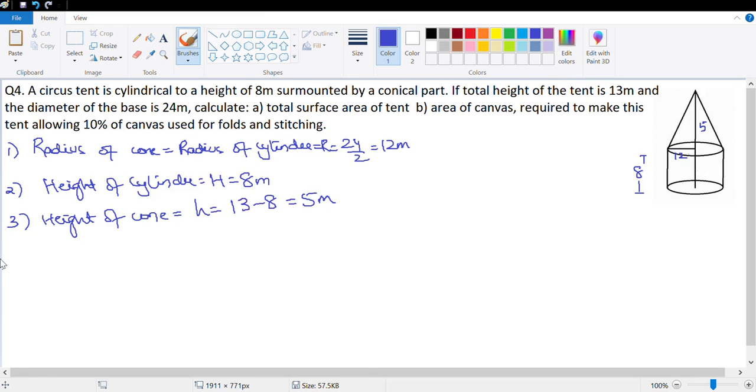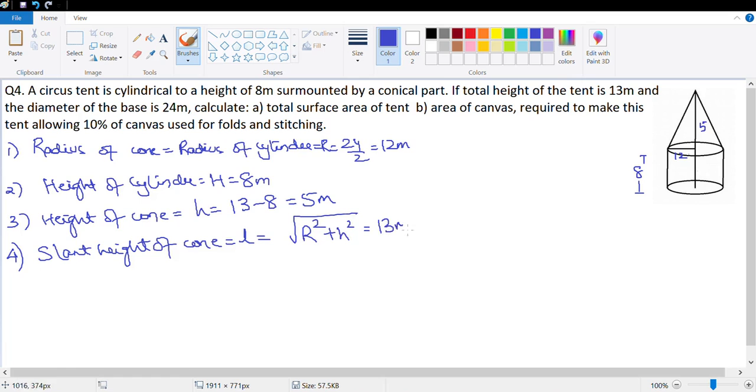Now let's calculate the slant height for the cone. So slant height of cone is equal to L is equal to the square root of capital R square plus h square. 5, 12 and 13 are Pythagorean triplet, so this is 13 meter. Now let's figure out what they want. They want the total surface area.